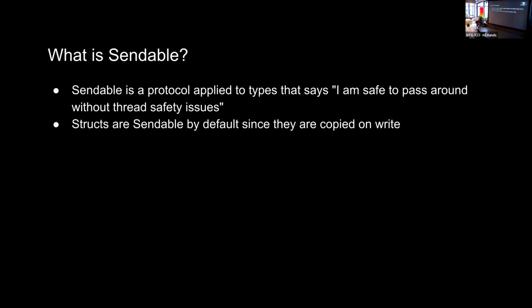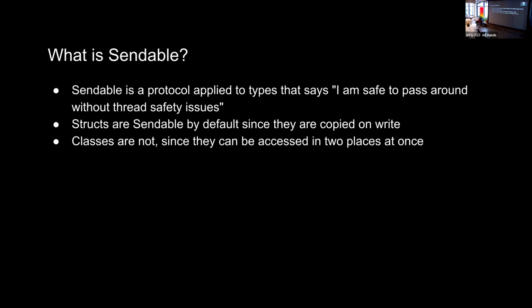Structs are obviously sendable by default because they're copied on write. If you look back at what Swift has been doing as a language, they introduced structs years ago. They're playing the long game with us. They're like, structs are the future of things because they're so safe, and you should be using them anytime you don't have to use a class. Classes, by contrast, are not sendable. They can be accessed in 2 places at once. And I think often in our code, we don't even realize when we have race conditions and things going wrong.